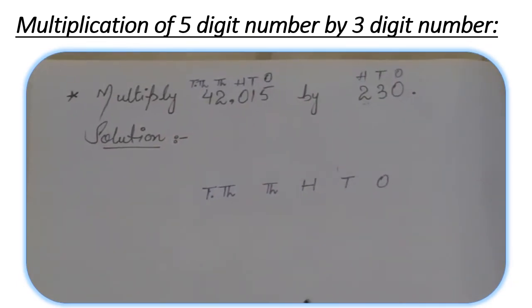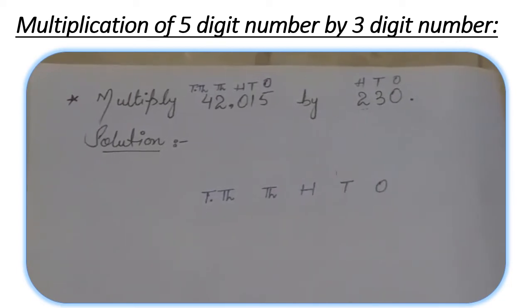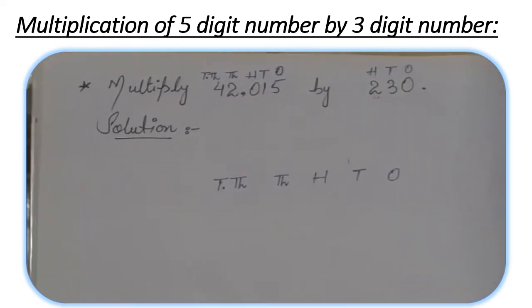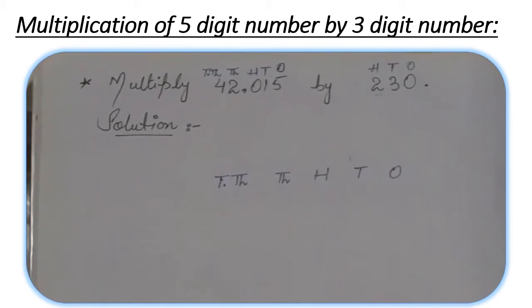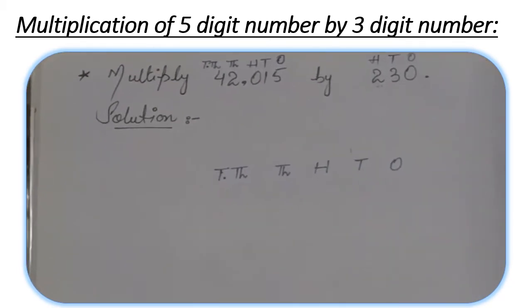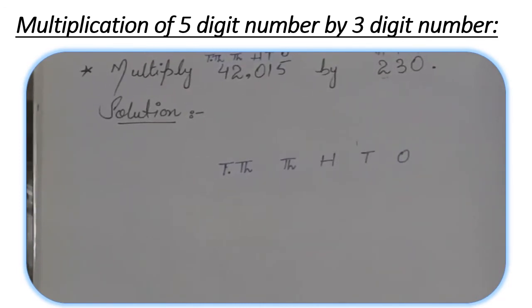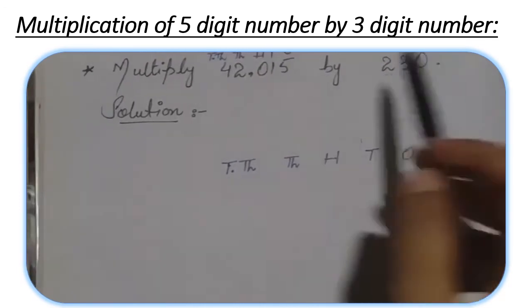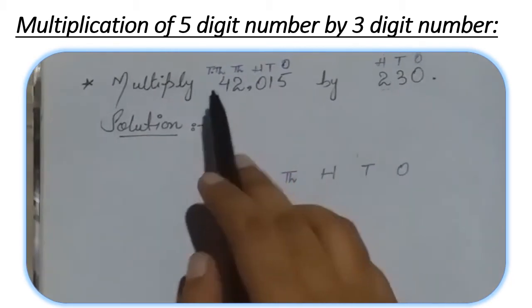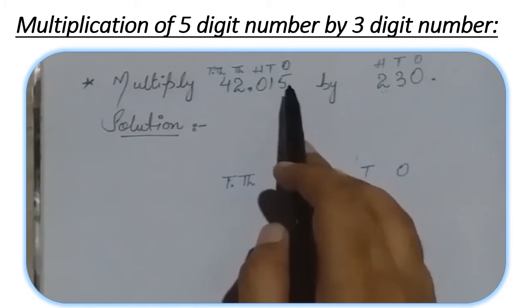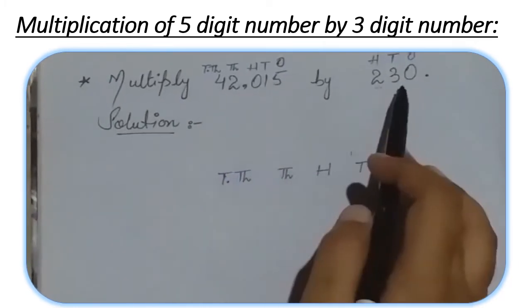So you have to practice the steps, that what to do in step number 1, in step number 2 and step number 3. Okay, now let's start the solution of this example. Before starting your solution, you will first write down the place value on each digit of the multiplicand and multiplier.